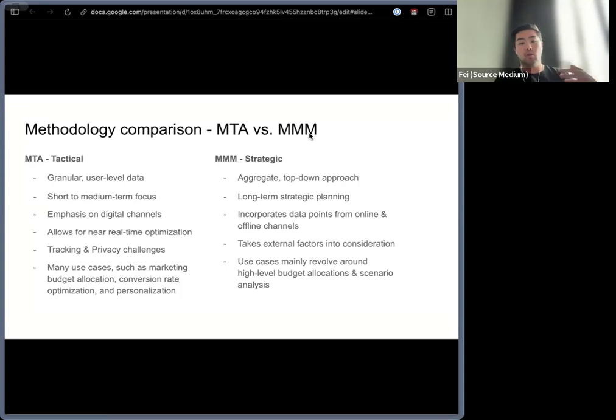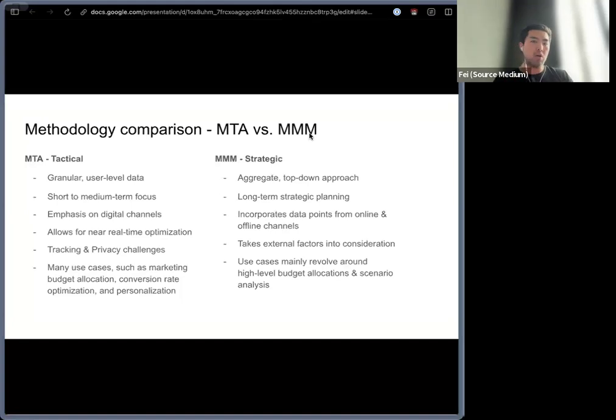So the goal here isn't to have the ability to track every single user and every single touch point that they have with you, but ultimately you're still going to be able to capture a good percentage of those users and a good percentage of their touch points, and you can extrapolate from there.